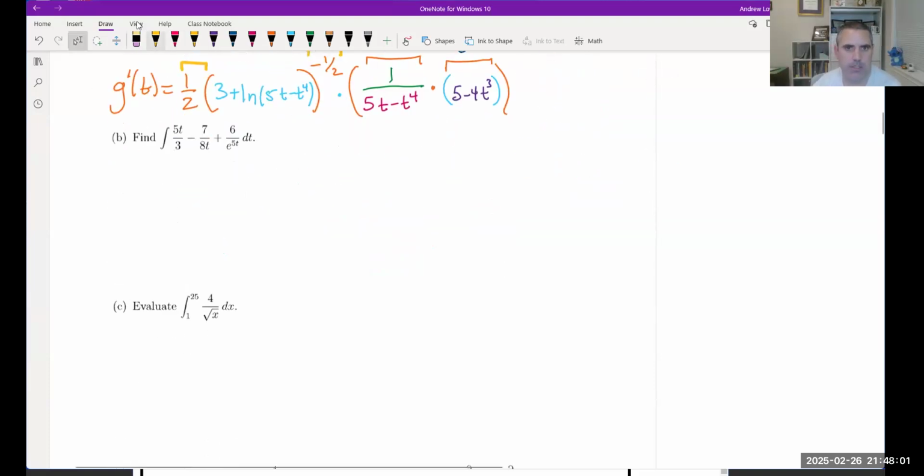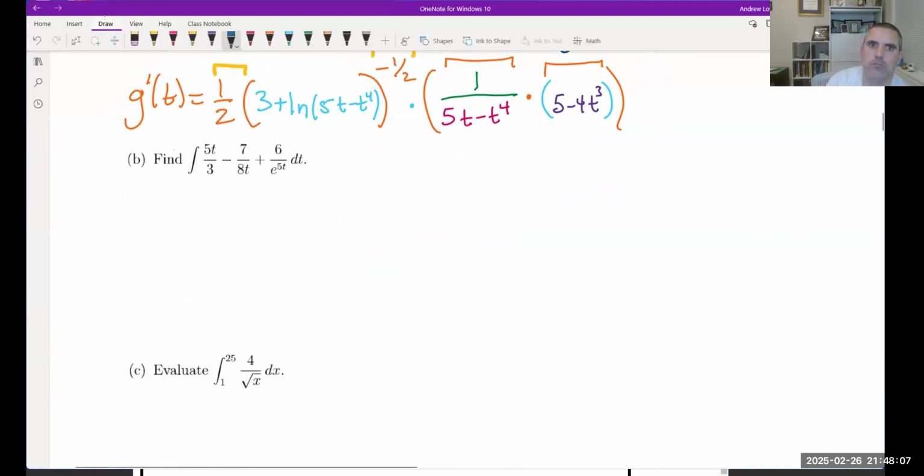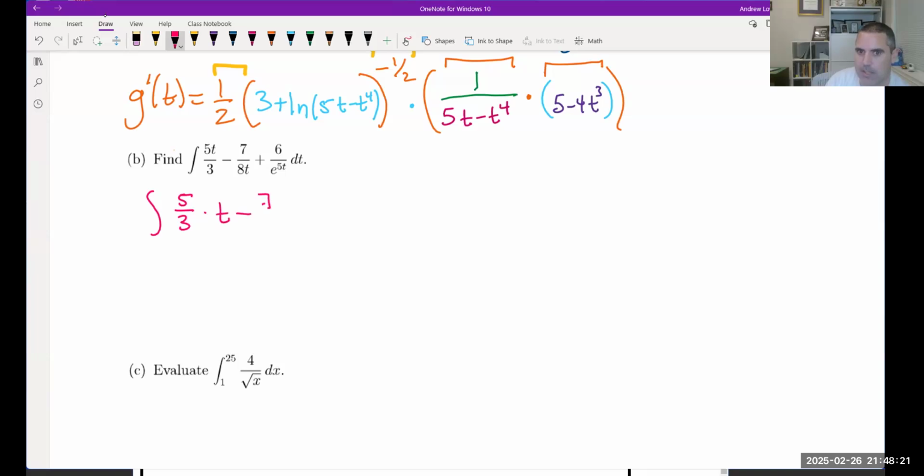Okay, what about these next ones? These next ones are about rewriting and computing. So this is mostly about it. This is the same skill we've seen for a while, which is we need to realize that 5/3 is just a coefficient. We need to realize that 7/8 is just a coefficient. We need to realize the 6 is just a coefficient.